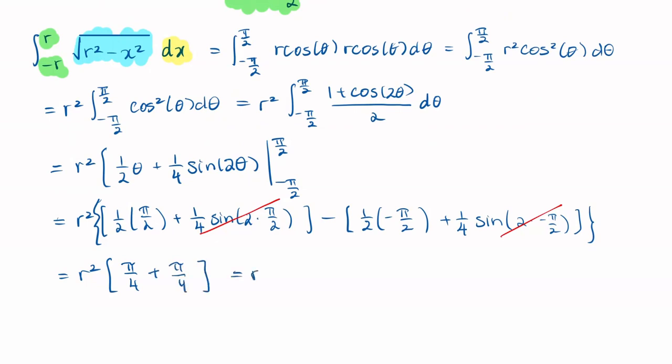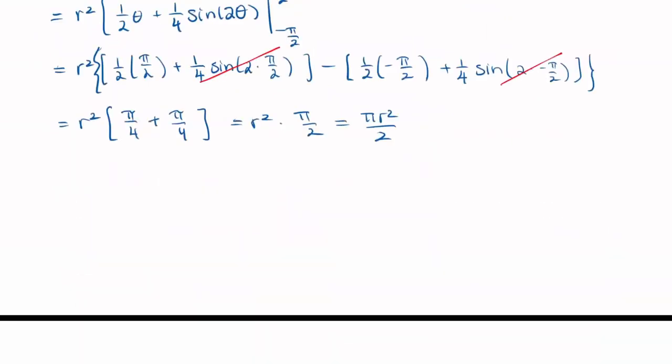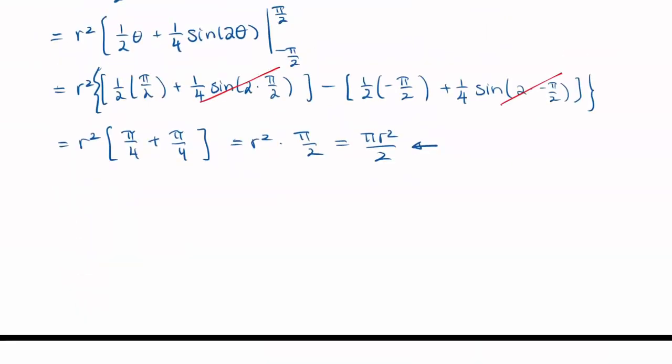So that's r squared times pi over 2, which means pi r squared divided by 2 is the area of the semicircle. So that's the area of a semicircle.